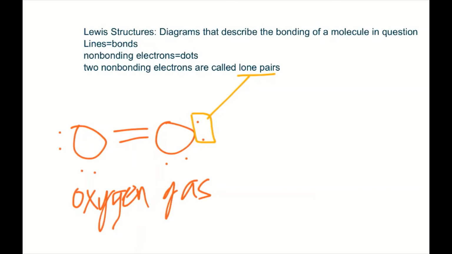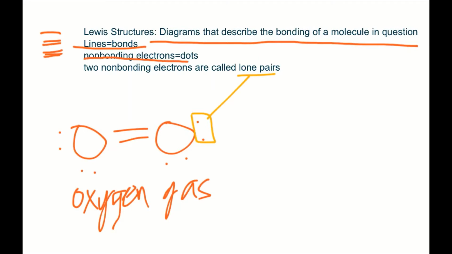Hi everybody, in this video we are going to talk about Lewis structures and how to draw them. So if you recall, Lewis structures are diagrams that describe the bonding of a molecule in question. The lines represent the bonds, and these could either be single bonds, double bonds, or triple bonds. And non-bonding electrons are written as dots surrounding the atoms. Two non-bonding electrons are called lone pairs.